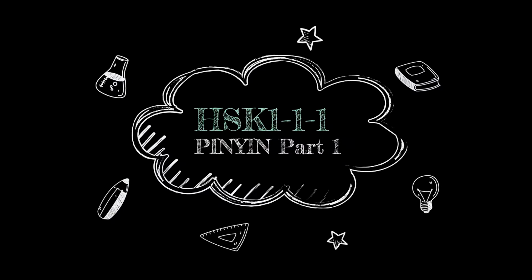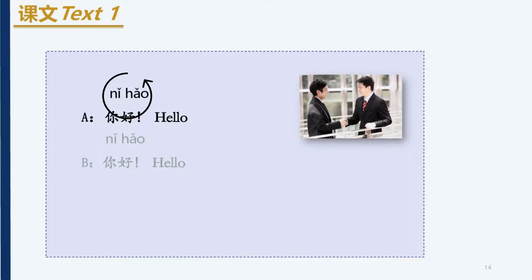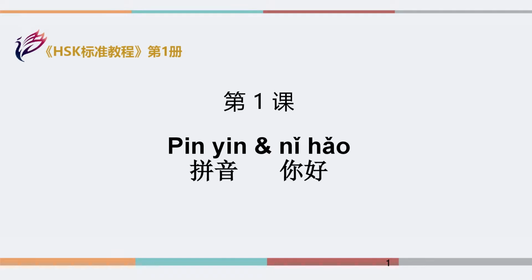So today we're going to talk about the most essential and very important thing when you just start to learn Chinese. Okay, so that is called Pinyin. So what is Pinyin, you may ask? That is the pronunciation for the Chinese characters. So after we learn this, you will be able to read the words or sentences without knowing the characters.